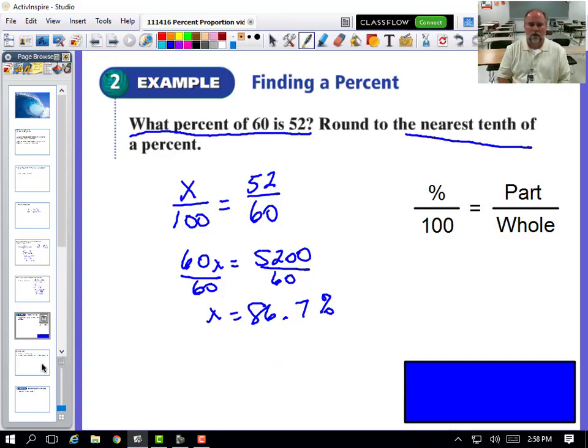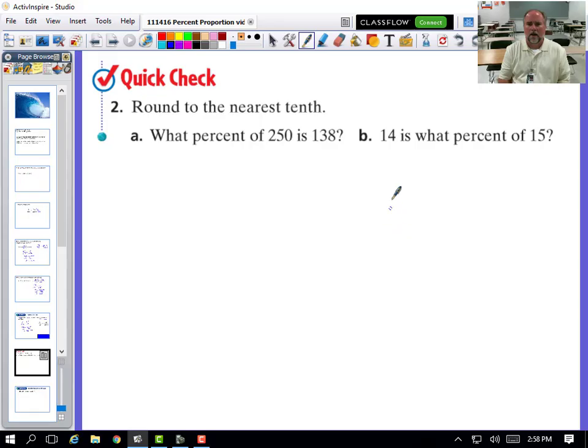So let's try another one of those. Let's try B here. Okay, so we've got 14 is what percent of 15? So again, I don't have my percent, so it's automatically going to be x over 100 is equal to, what it says, 14 is of 15. Or 14 is, and then substitute the word part. 14 is part of 15. So that definitely tells you that the 14 goes on top, the 15 goes on bottom.